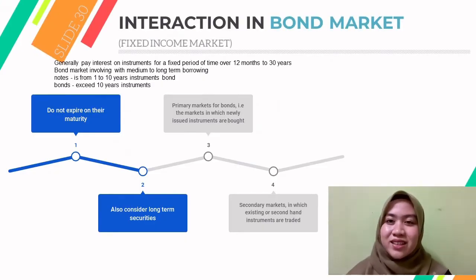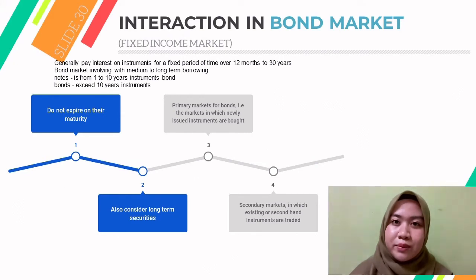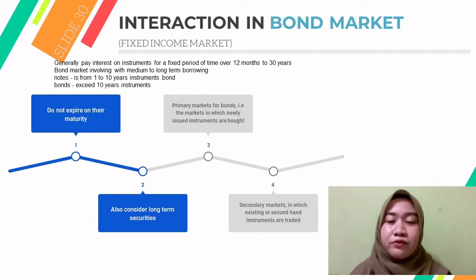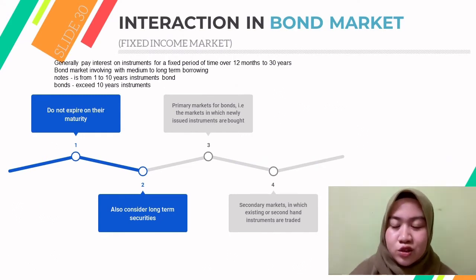Alright then, let's take a look about the interactions in bond market, which we also can call fixed income market. Generally, in a bond market, the bond will be paid interest on instruments for a fixed period of the time, which is over 12 months to 30 years. So it is also involved with medium to long-term borrowing, and as for notes, 1 to 10 years instruments, and as for bonds, exceed 10 years instruments.